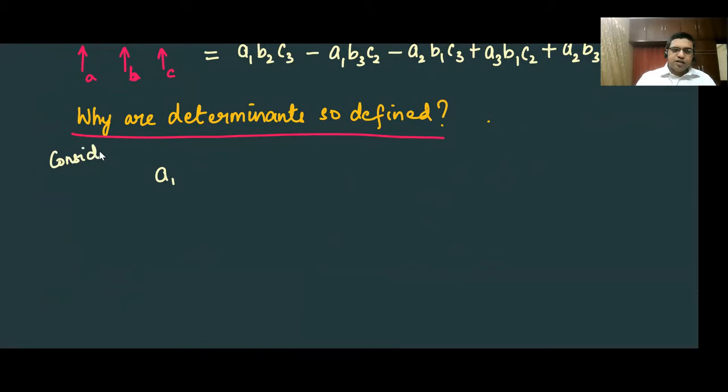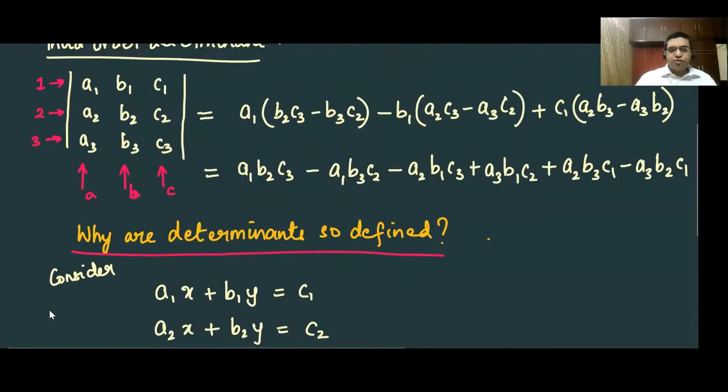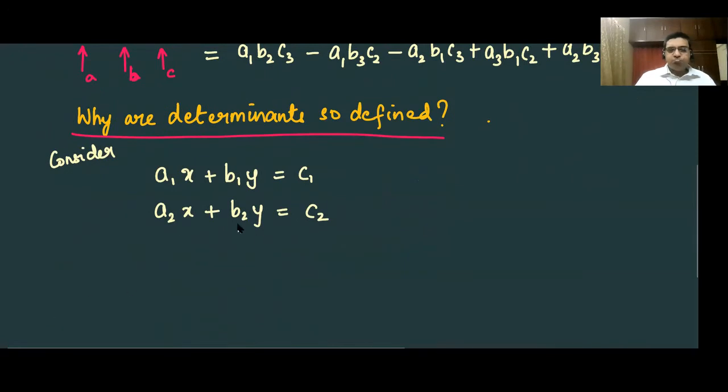Consider linear equations of two unknowns, a1x plus b1y equal to c1, a2x plus b2y equal to c2. Now what do we need to do? We need to solve for x and y.